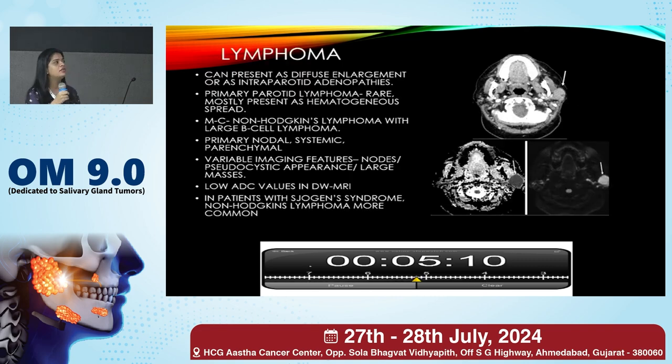Lymphoma, okay, so the lymphoma can be a primary nodal lesion, it could be a presentation of systemic illness, or it could be a parenchymal lesion. These are mostly well-defined lesions and show significant vascularity, and on diffusion, importantly, these have low ADC. The most important is non-Hodgkin lymphoma with predominance of large B-cell lymphoma component, and patients with Sjogren syndrome are more prone to non-Hodgkin's lymphoma.